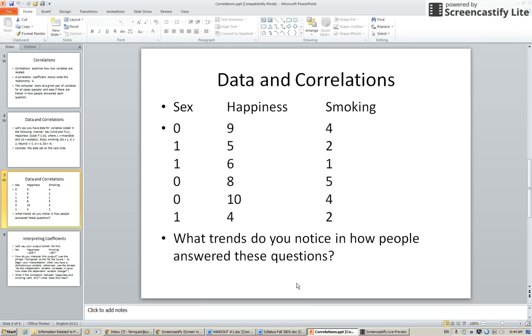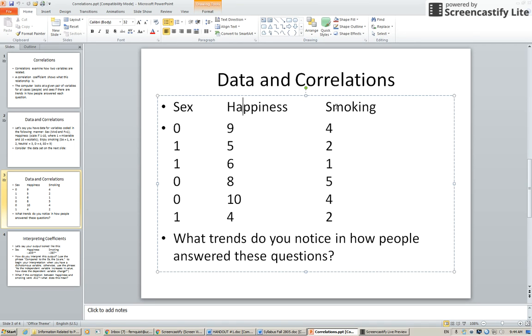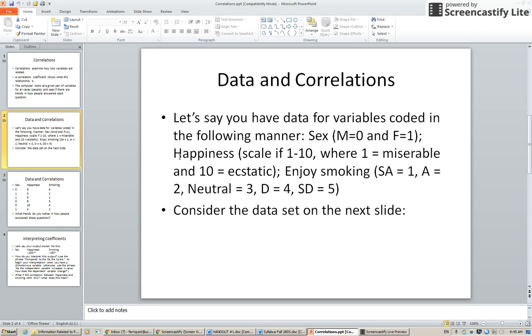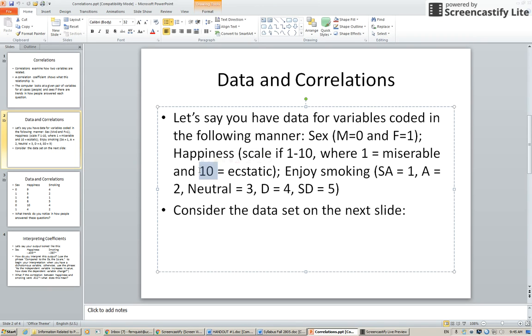Let's look at the correlations. Here are some slides I put up there on Blackboard for you. This is just some data I made up. Let's look at these 2 variables here. What do you notice about the relationship between happiness and smoking? Now, back in slide 2, I give you the code book, the scales, if you will. For the happiness scale, a high value means you're very happy. A low value means you're not. For smoking, a low value means you strongly agree with the statement that you enjoy smoking. So here, a low value means you enjoy smoking. A high value means you disagree with the statement, or you don't enjoy smoking.